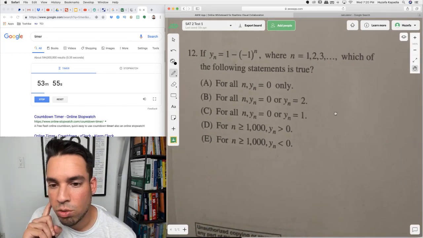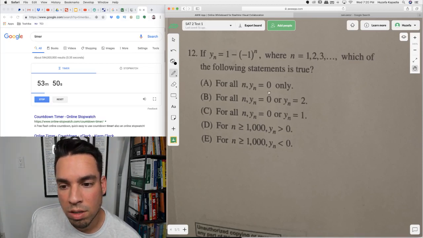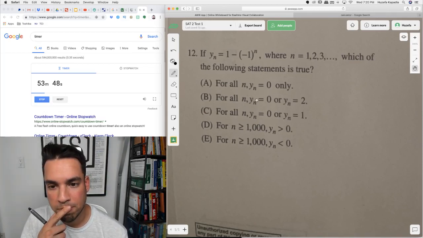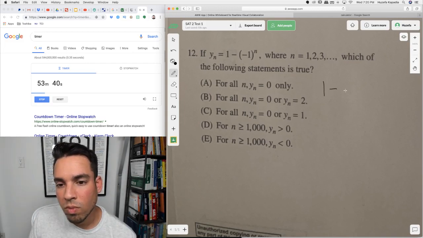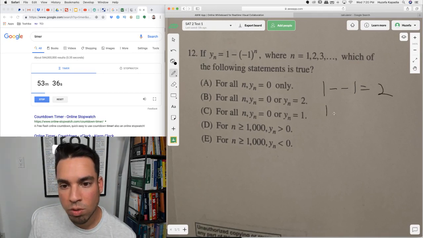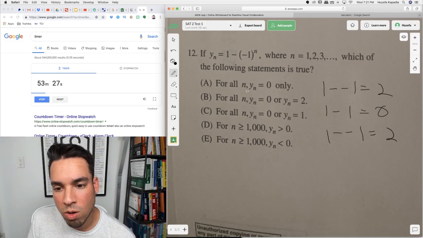Y sub n equals that, where n equals 1, 2, 3. Which of the following statements is true? For all n, y n equals 0. Hold on. Oh, I get it. Let's plug it in. So when n equals 1, it's 1 minus negative 1, which is 2. When n equals 2, it's 1 minus positive 1, which is 0. So look, it's going to oscillate between 2 and 0.